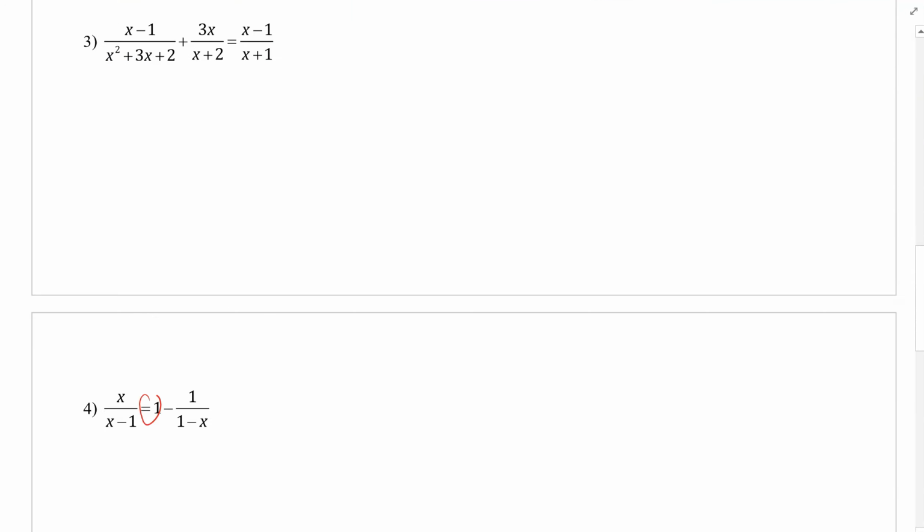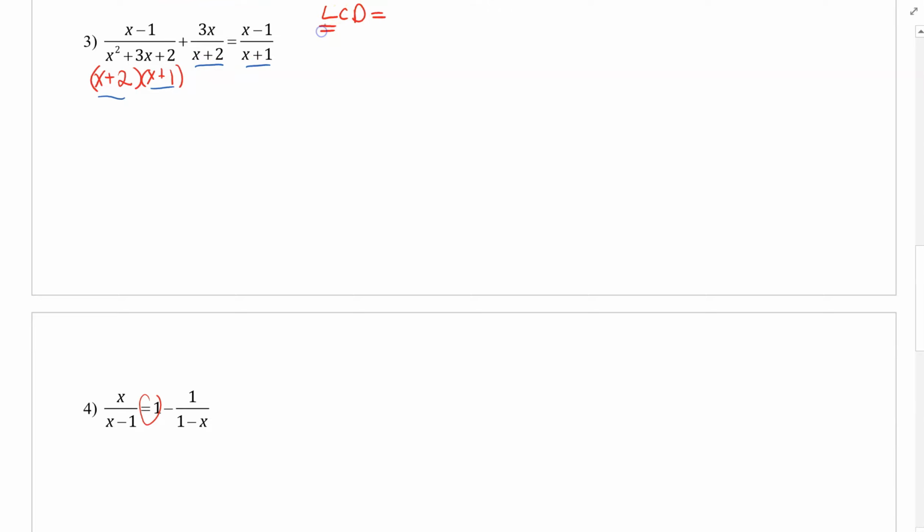Moving to example 3, I see here I've got this quadratic denominator. So before you start multiplying things together, let's factor it, because then we can use the lowest common denominator. I notice I can factor this into x plus 2 and x plus 1, because 1 times 2 is 2 and 1 plus 2 is 3. And what I notice again after that is, oh, they are all common factors, right? I don't have to worry about any remaining factors.